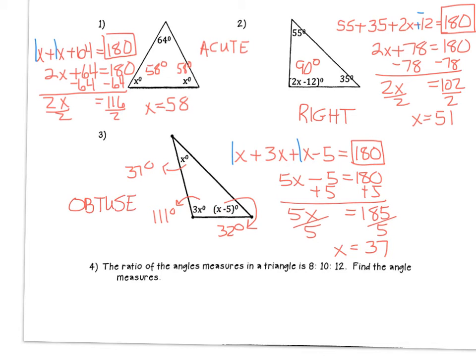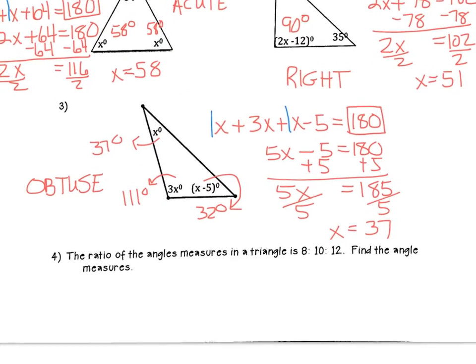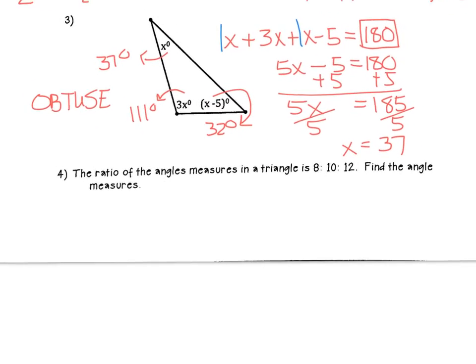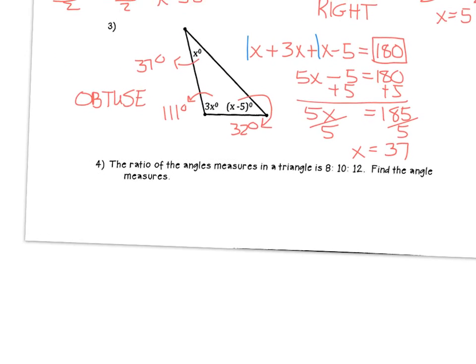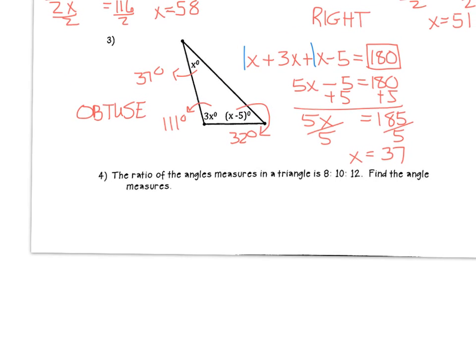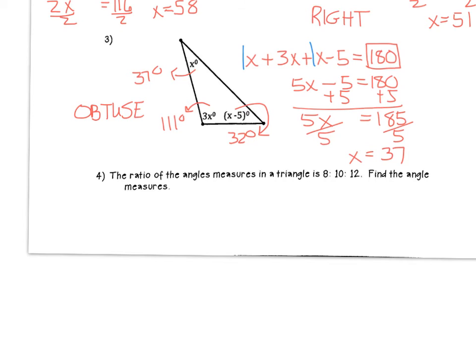Alright, let's try this bottom problem here. The ratio of the angle measures in a triangle is 8 to 10 to 12. Find the angle measures. Alright, so we have a triangle. We don't really know exactly what it looks like. But they're in a ratio of 8, 10, 12. That means these could be different numbers. We just know that it's been reduced down to 8 to 10 to 12.